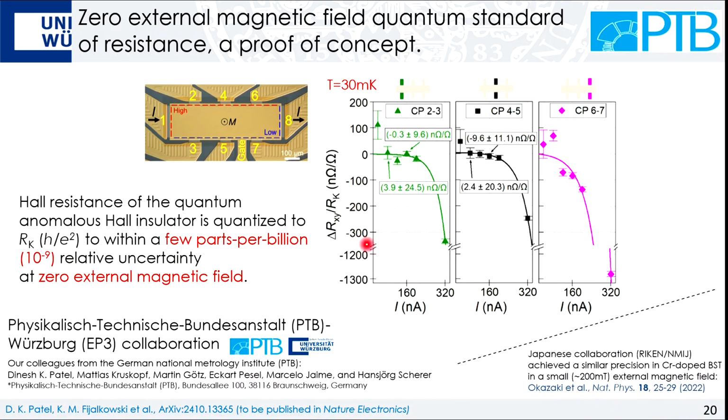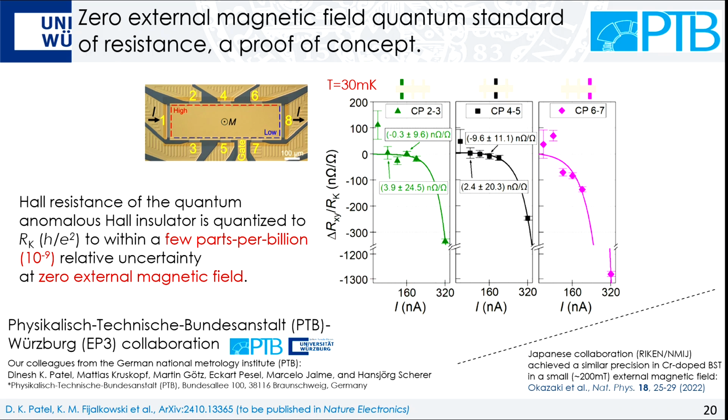Okay, so this is nice as a proof of concept. This is already good enough to call it a quantum resistance standard if you just look at the numbers. But of course, it works under very extreme conditions. So 30 millikelvins and also very small currents. By small, I mean 100 nanoamps or so. This is quite small by metrology standards.